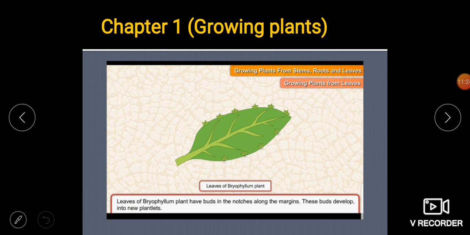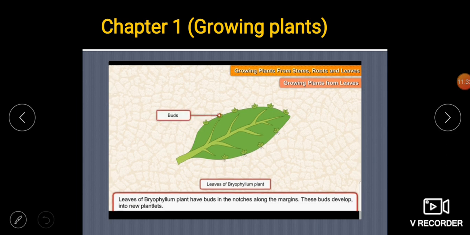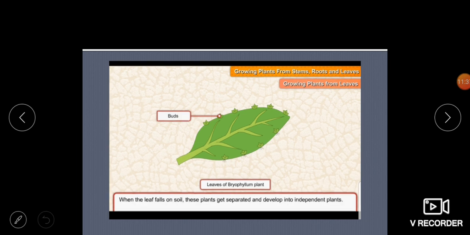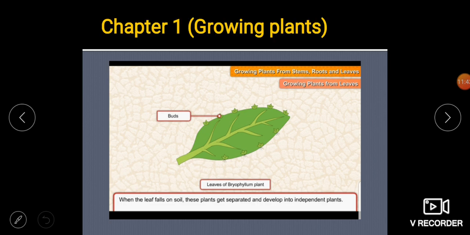Leaves of the bryophyllum plant have buds on the notches of the margin. These buds develop into new plantlets. Now you can see in the picture. When the leaf falls off on soil, these plantlets get separated and develop into independent plants.